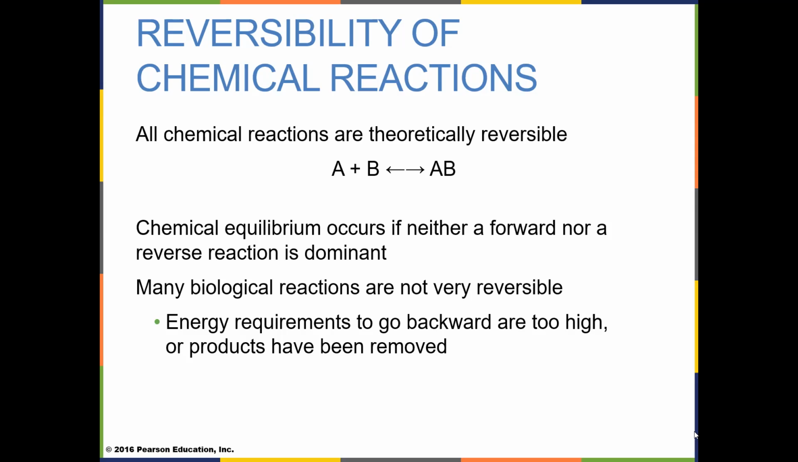You can't go backwards because you've usually used up the products. Chemical reactions in our bodies make products that are used right away. So we don't have products that can go backwards, or we don't have the energy to go backwards and reverse the reaction. So they are reversible in the lab, but generally not reversible in our bodies.